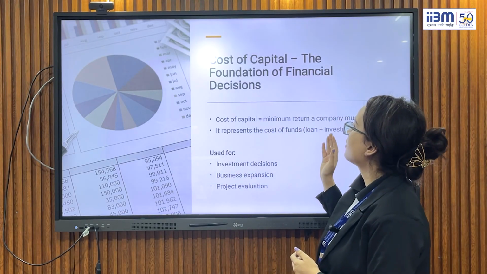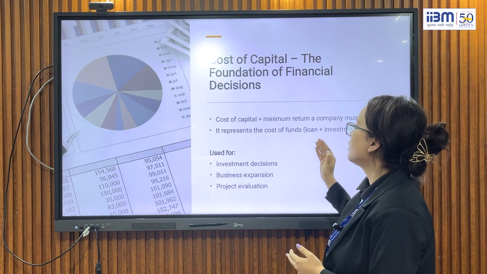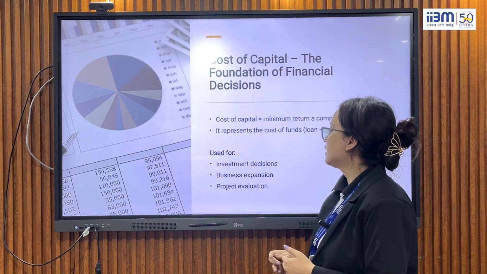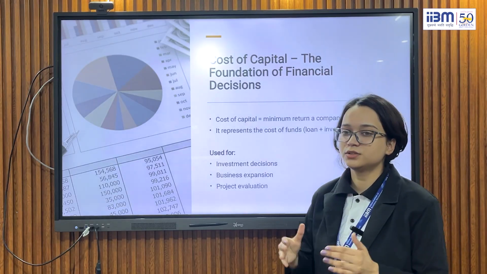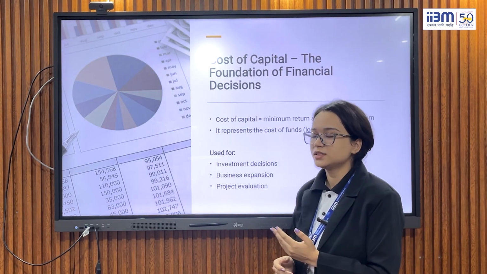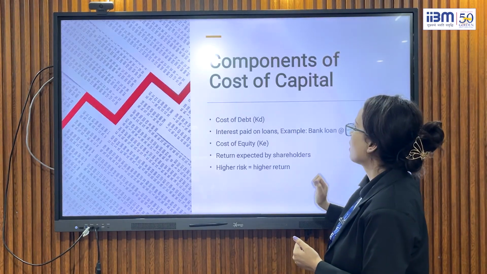Cost of capital, the foundation of financial decisions. Cost of capital is the minimum return a company must earn. As I have already mentioned, it represents the cost of funds, which is loan plus investment, which is used for investment decisions, project evaluation and business expansion.